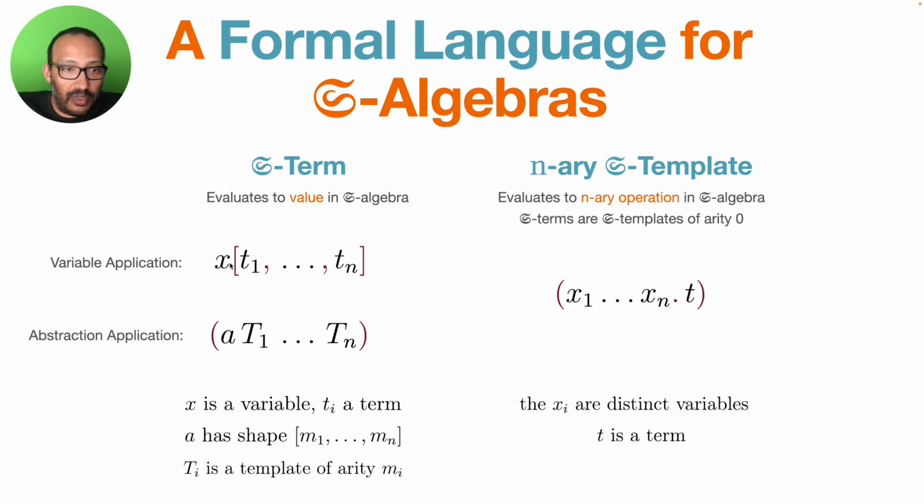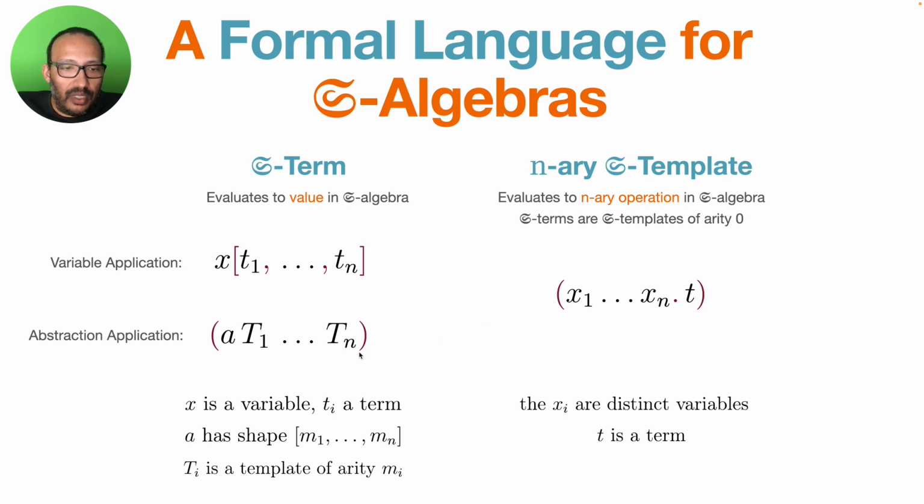And a term is either a variable application of a variable x to some terms, t, or it's an abstraction application of a certain abstraction from the signature, together with n argument templates. And a template is just a term where we bind a number of variables, and these variables must all be distinct from each other.